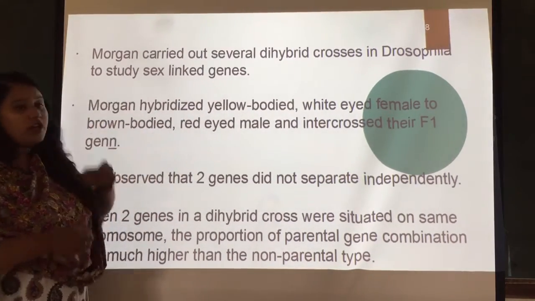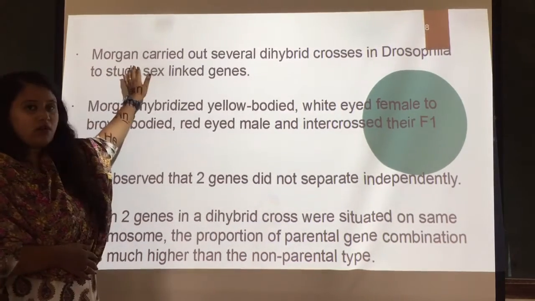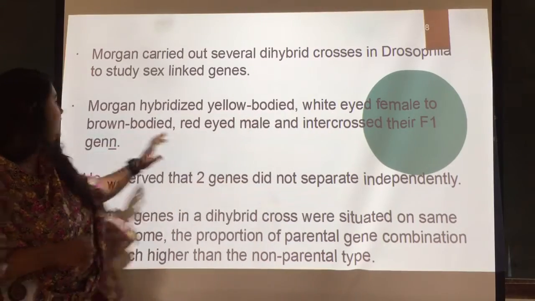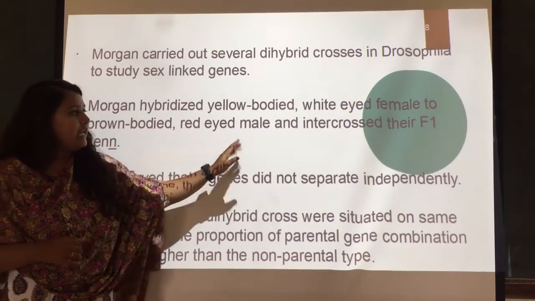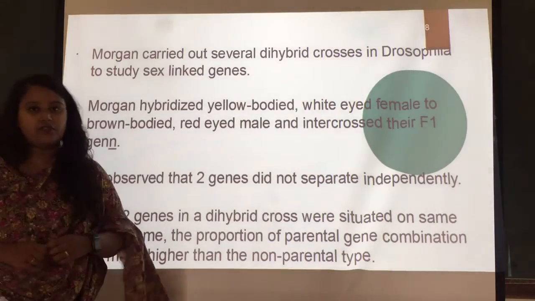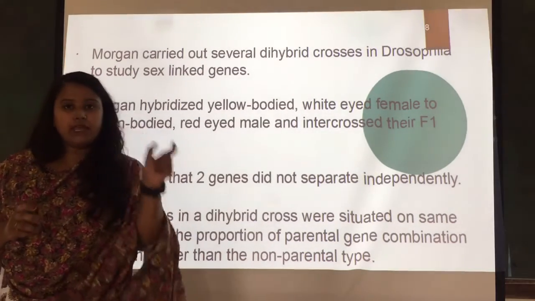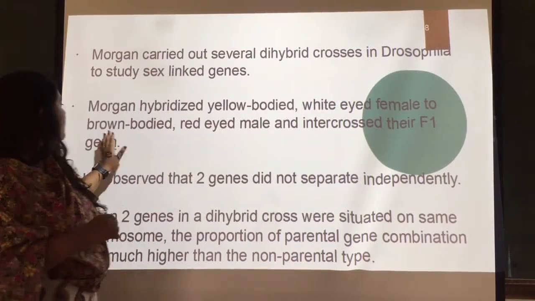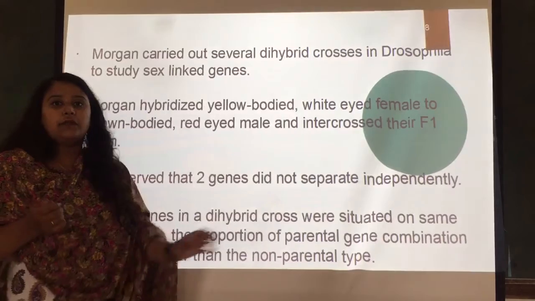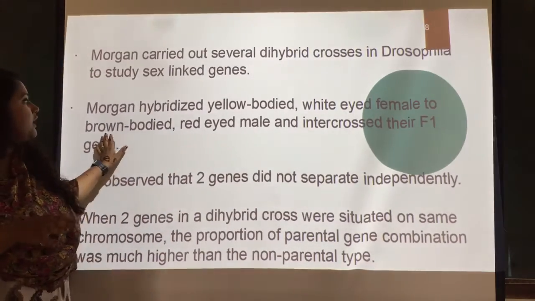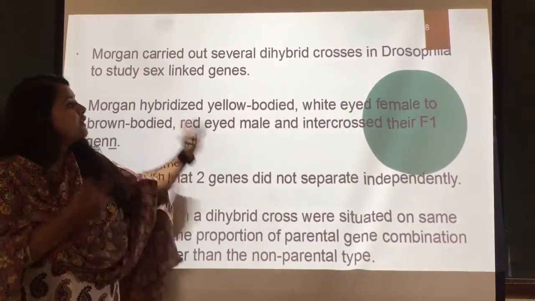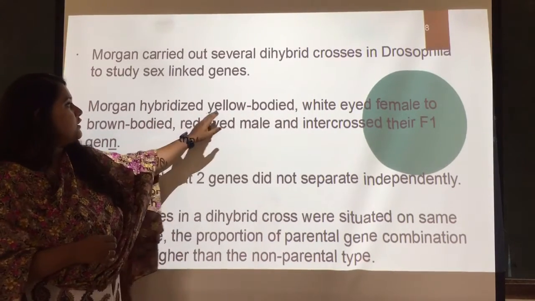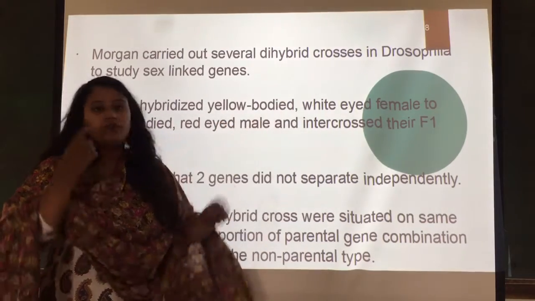And who carried out the several experiments? It was Morgan, right? Morgan hybridized a yellow-bodied, white-eyed female to a brown-bodied, red-eyed male and intercrossed their F1 generation. So he took one male and one female. The male was brown-bodied and red-eyed. That means the body of the male was brown and the eyes were red. He mated this male with the female containing which characters? The female was yellow-bodied with white eyes, right?